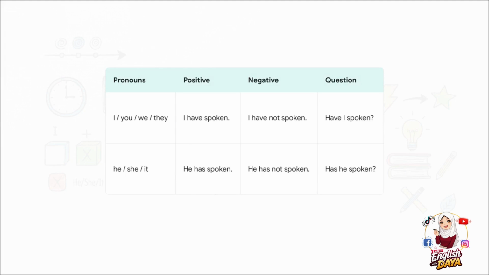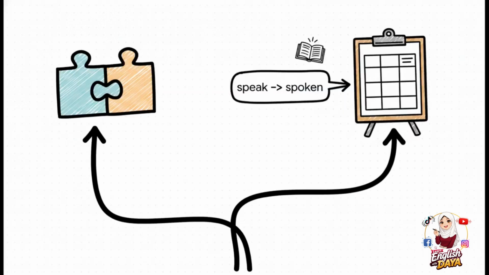Honestly, once you lock in whether to use have or has, you are halfway there. And the other half of the equation? The main verb itself. You've got two different paths here depending on the verb. For regular verbs, it is wonderfully simple. You literally just add ed. Walk becomes walked. Boom. Done. But for irregular verbs, you have to use the participle form. If you've ever stared at those English verb charts, yep, this is that famous third column. For instance, the verb speak doesn't become speaked, it becomes spoken.